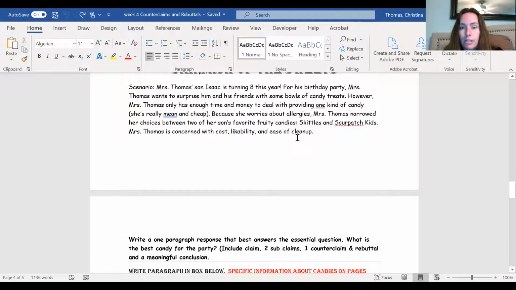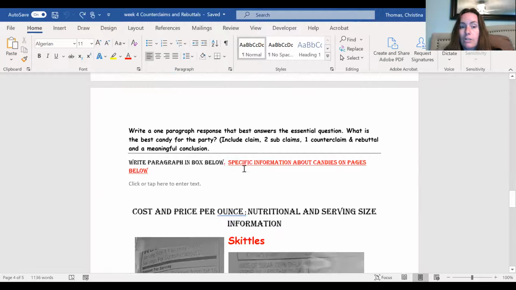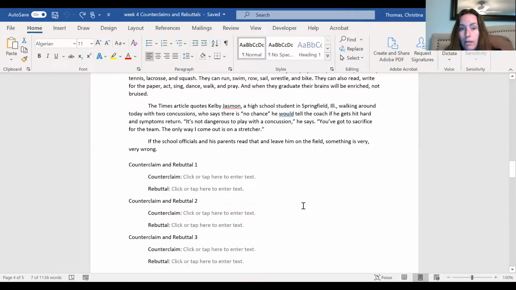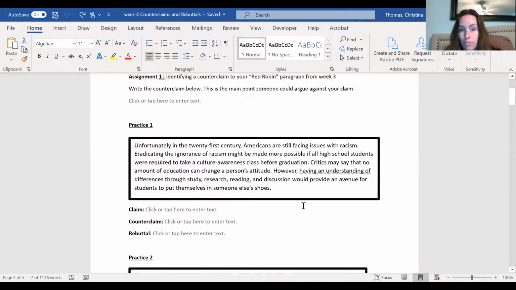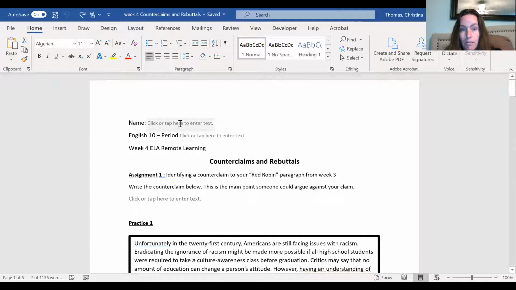And the big, huge thing I'm looking for is how did you work in the counterclaim and rebuttal? And where did you put that in with your subclaims and all that evidence? Where did you put that evidence in? And were you really specific? So you're going to type that in here. That's the last part of the assignment for this week. This whole document is your assignment. So make sure you've completed all the sections. Make sure your name's at the top. Then you're going to click to save it. And then you're going to go over to Canvas to submit this.